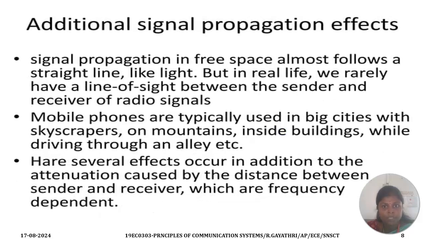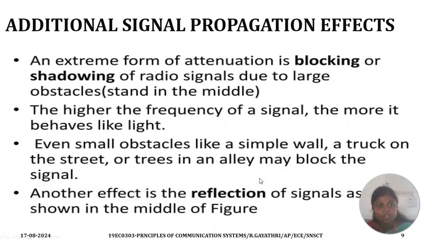Additional signal propagations. In addition to the normal line of sight propagation, mobile phones are typically used in big cities with skyscrapers and mountains, inside buildings, while driving through alleys, etc. Here, several effects occur in addition to the attenuation caused by the distance between the sender and receiver, which are frequency dependent. The extreme form of attenuation is blocking or shadowing of radio signals due to large obstacles standing in the middle of propagation. The higher the frequency of the signal, the more it behaves like light. Even small obstacles like a simple wall, a truck, or a tree may also block the signal.